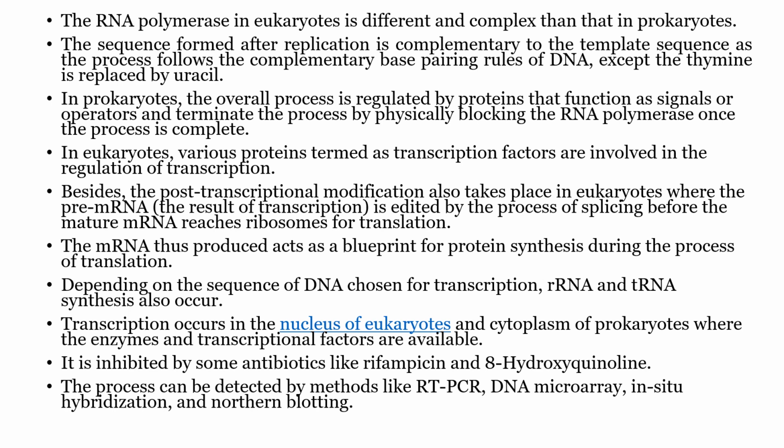The mRNA thus produced acts as a blueprint for protein synthesis during the process of translation. Depending on the sequence of DNA chosen for transcription, rRNA and tRNA synthesis also occurs. Transcription occurs in the nucleus of eukaryotes and the cytoplasm of prokaryotes, where the enzymes and the transcription factors are available. It is inhibited by some antibiotics like rifamycin and 8-hydroxyquinoline. The process can be detected by methods like RT-PCR, DNA microarray, in situ hybridization, and northern blotting.